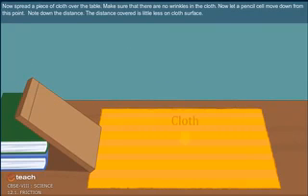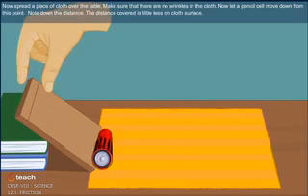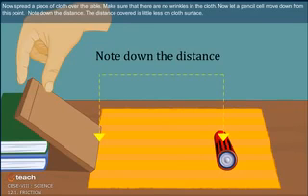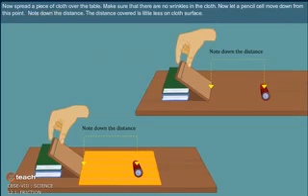Now spread a piece of cloth over the table. Make sure that there are no wrinkles in the cloth. Now let a pencil cell move down from this point. Note down the distance. The distance covered is little less on cloth surface.